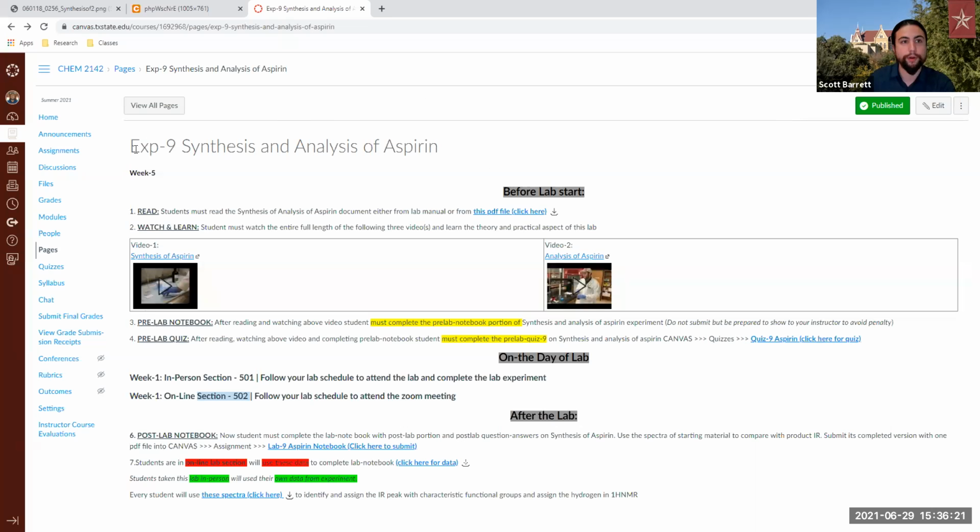All right, so today we're going to be discussing the synthesis and analysis of aspirin. We're going to briefly look at the video very lightly, just to show you some key ideas that I'd like to touch on. And then, of course, we're going to be reviewing the lab manual like we usually do.